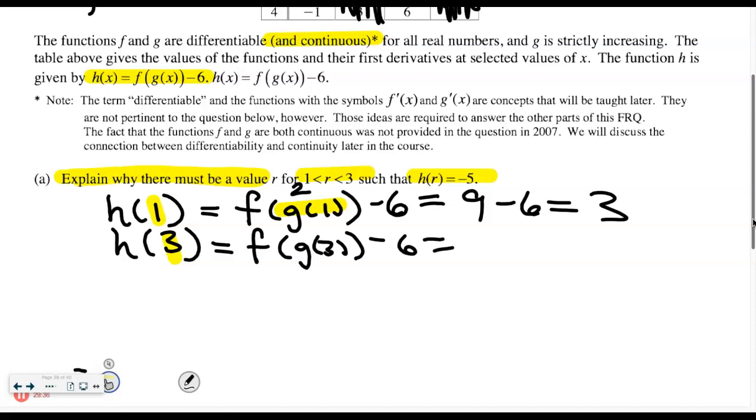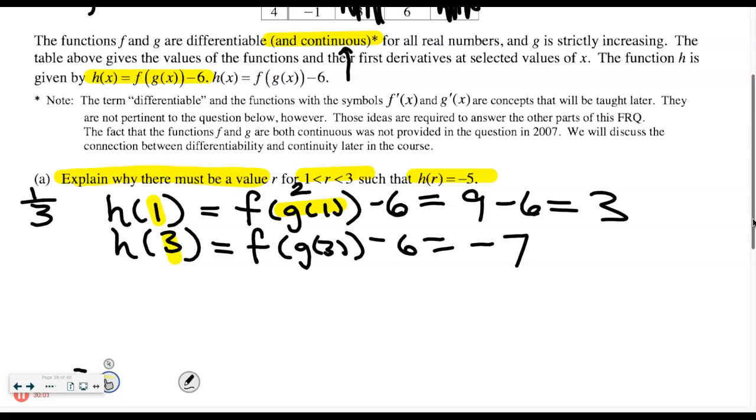-6? 7? Which one is it? -7. There you should be going, oh, I like that. Are you convinced that if you don't lift your pencil on your way, you must pass through -5? But if you just write yes and move on your way, this student would get 1 of 3 points. Okay? Because you did not explain anything.